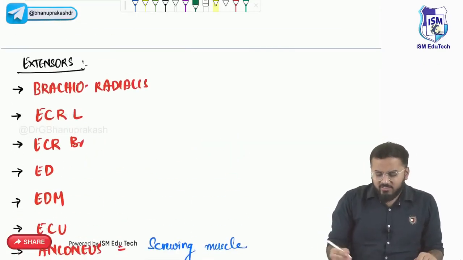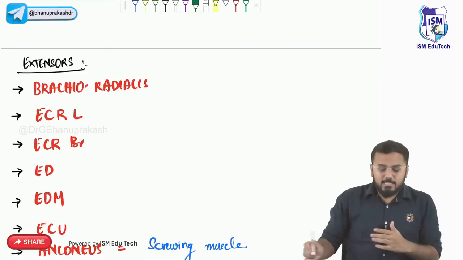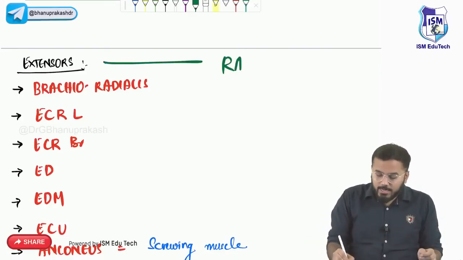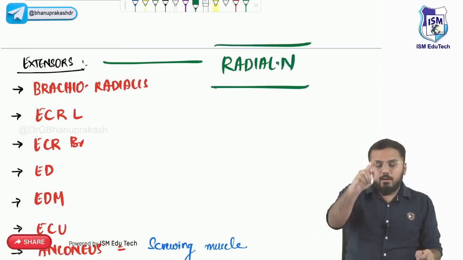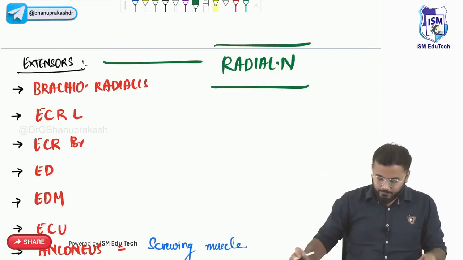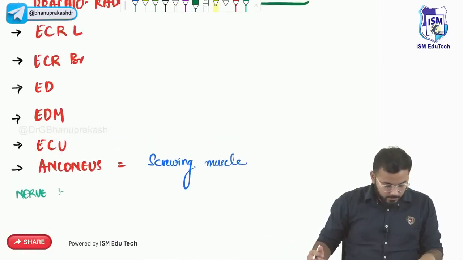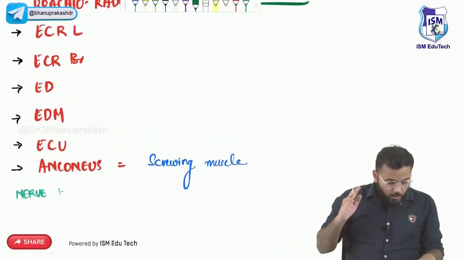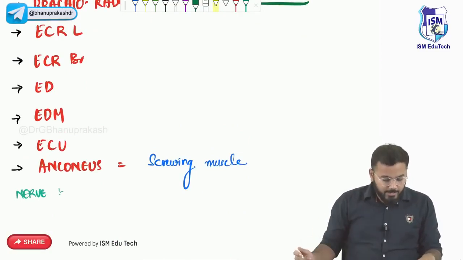Sir, now remember its nerve innervation as well. See, the nerve innervating all your extensor muscles is only one nerve, that is your radial nerve. The radial nerve is the only nerve innervating all your extensor muscles. All your extensor muscles are innervated by the radial nerve.